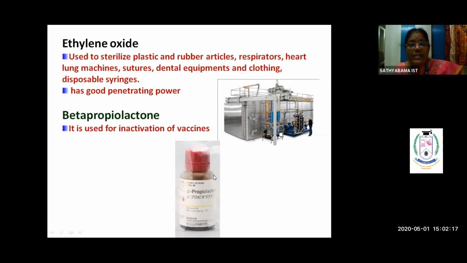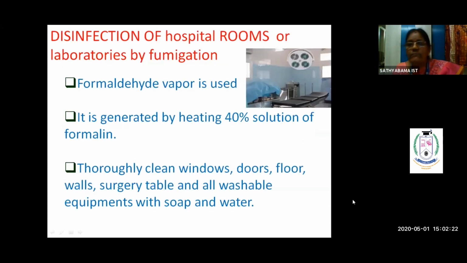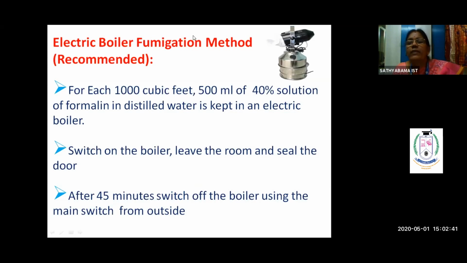I'll tell you in detail about fumigation. Using formaldehyde, how do we disinfect hospital rooms, laboratories, operation theatres, etc.? How do you fumigate? You have to use a 40% solution of formalin taken in a boiler. This is the machine in which you take the 40% formalin solution. It can be heated by connection to the electric supply. For every 1000 cubic feet, you have to use 500 ml of 40% formalin.